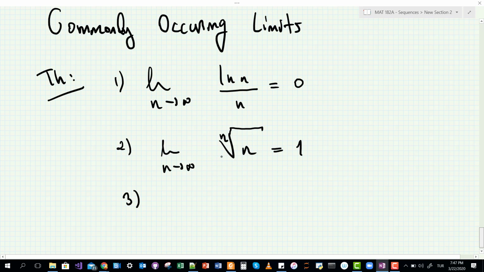Another technique we have, but we're not going to prove it, we can use to take this type of limit. If you remember from Calc 1, you can use the ln technique to take the limit of the root. But that's not our job today.